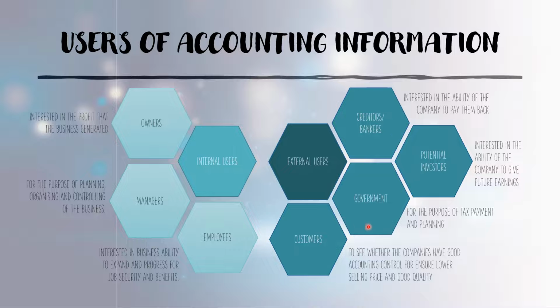The third one is the government. The government would like to know your accounting information because they would like to calculate how much tax is to be paid to the government. And lastly, the customers. It is to see whether the company has good accounting control to ensure lower selling prices and good quality.